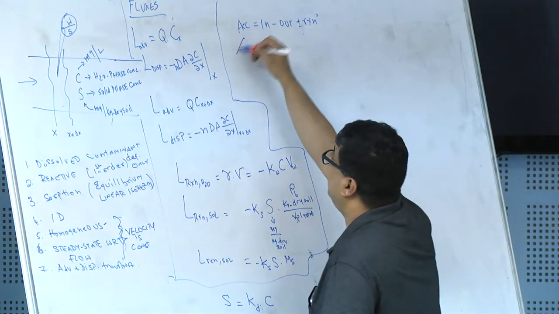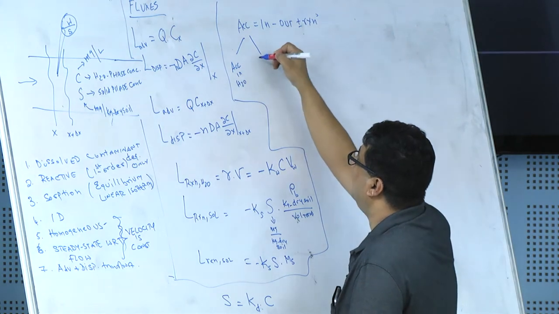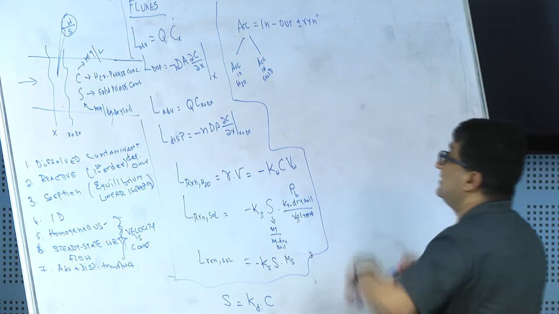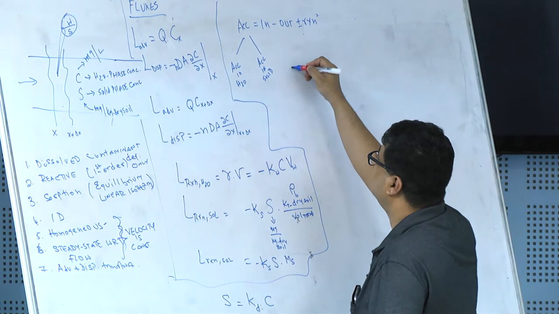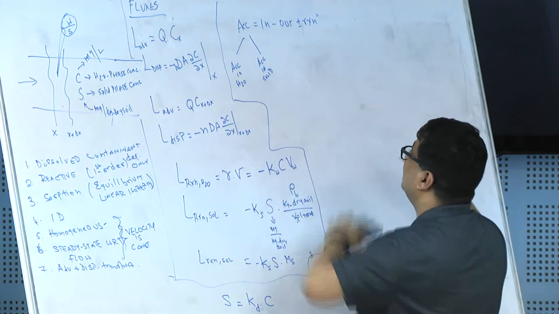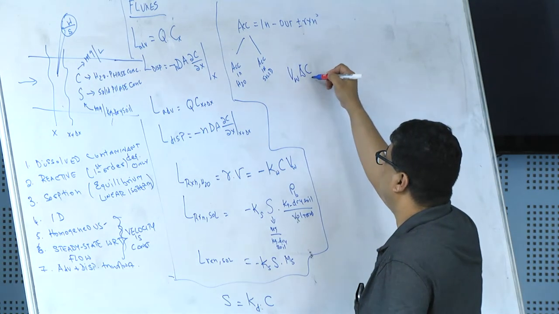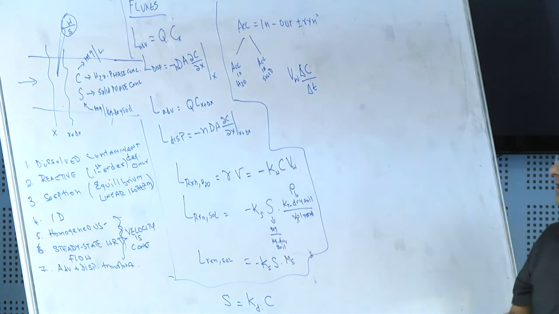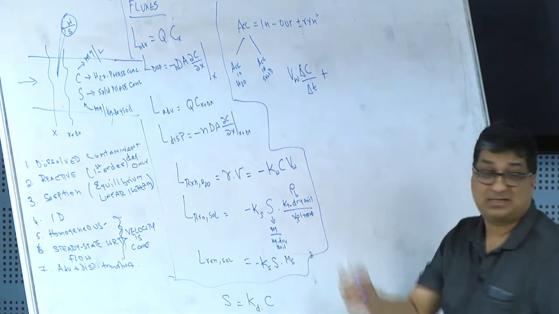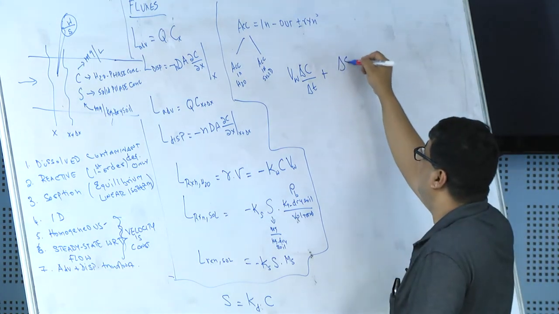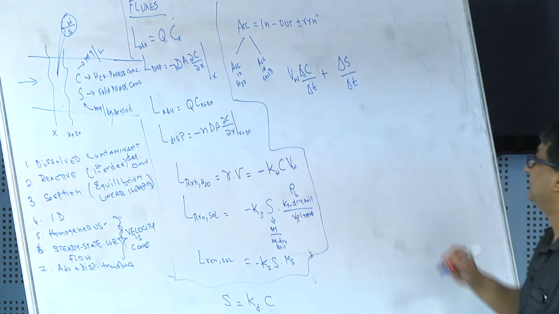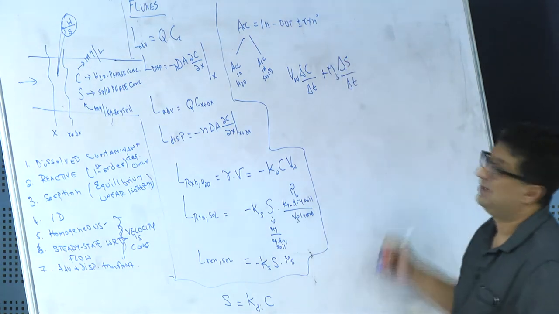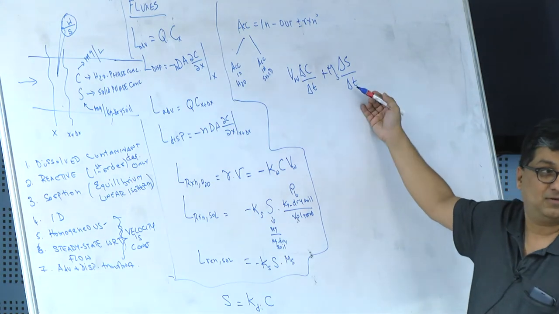We can have accumulation in water and then accumulation in solid. So what is the accumulation in water? Since my V_W is constant, I just pulled it out of that differential, so V_W dC/dt. Again, this has to be in mass per time. And because S is in milligrams per kilogram dry soil, I want it in milligrams per time, so I multiply this with M_S.